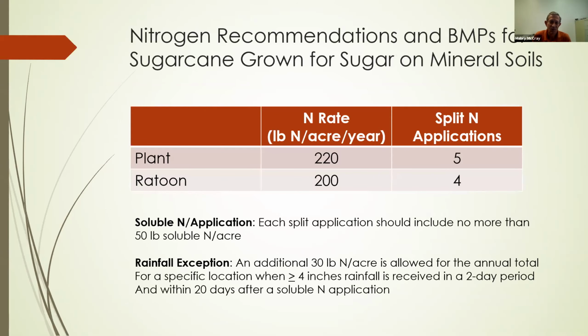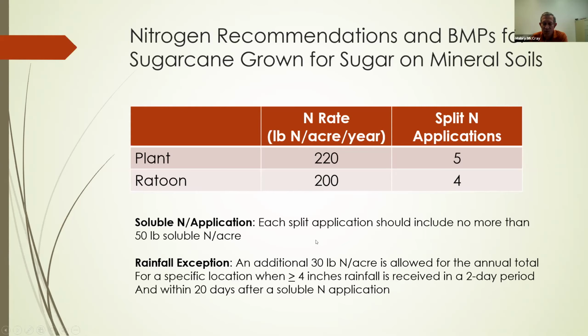This is an example of our nitrogen recommendations for sandland sugarcane that we updated about 5 years ago. Basically this is for plant cane, the first year crop. The recommendation is to apply 220 pounds of nitrogen per acre per year in 5 splits if it's an all soluble program. For ratoon crops, second year and beyond, it would be 200 pounds in 4 splits.